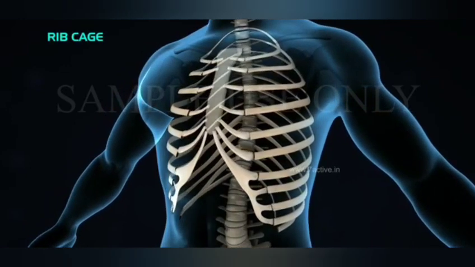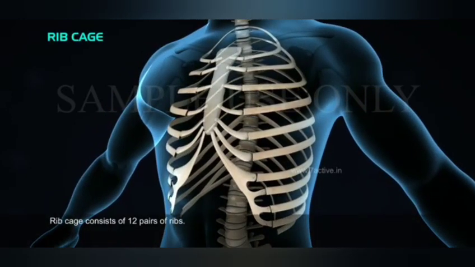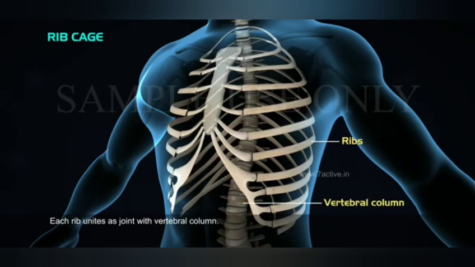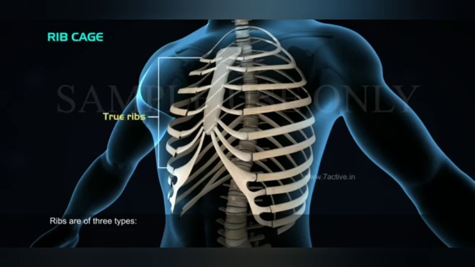Rib cage. The rib cage consists of 12 pairs of ribs. Each rib unites as a joint with the vertebral column. Ribs are of 3 types. 1. True ribs. 2. False ribs. 3. Floating ribs.